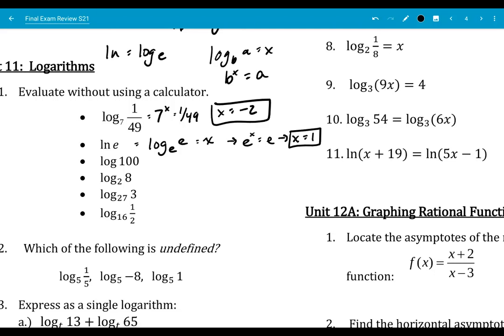So a reminder that a log that has no base written is an understood 10. So no base equals 10. So this is really log base 10 of 100. So what that means is 10 to the power of something is 100. So x is 2.